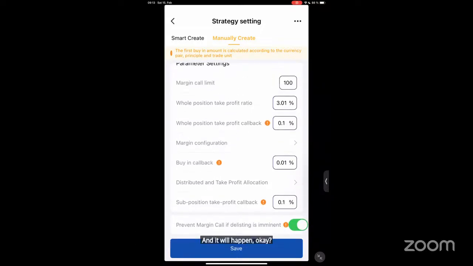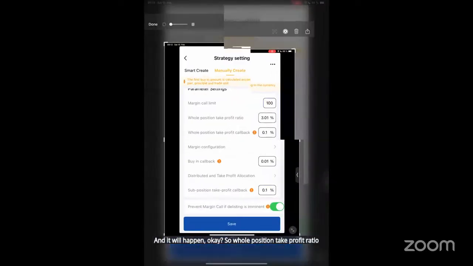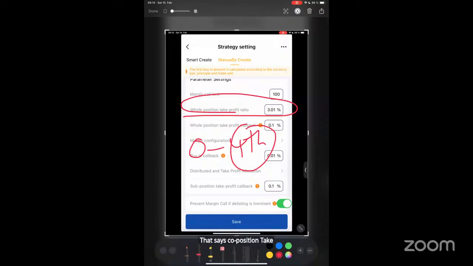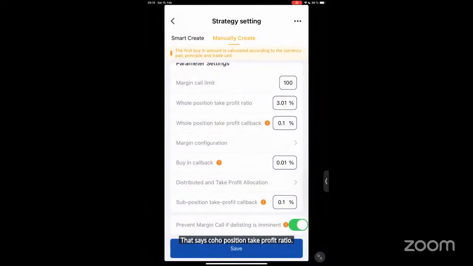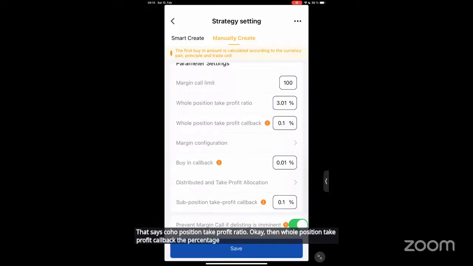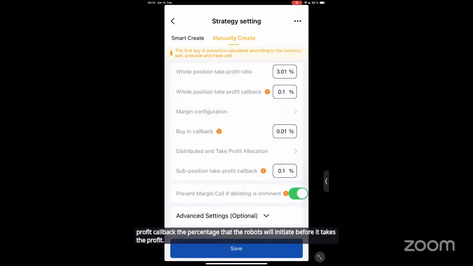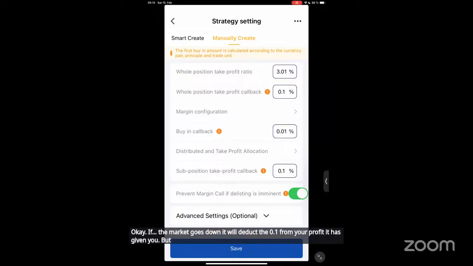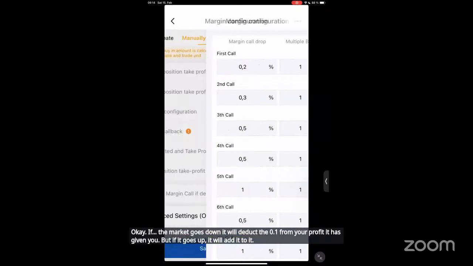So whole position take profit ratio. This one has to do with the 0 to the fourth margin call. That's why it's called whole position take profit ratio. Okay? Then whole position take profit callback. The percentage that the robot will initiate before it takes the profit. Okay. If the market goes down, it will deduct the 0.1 from the profit it has given you. But if it goes up, it will add it to it. Margin configuration, we've done it.